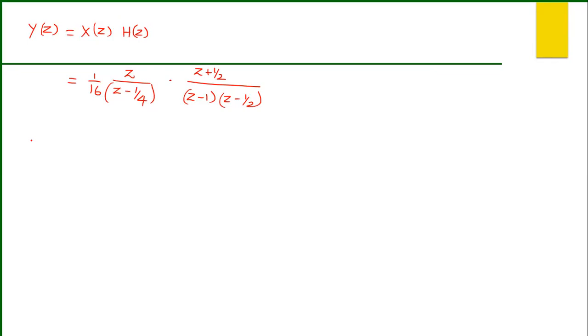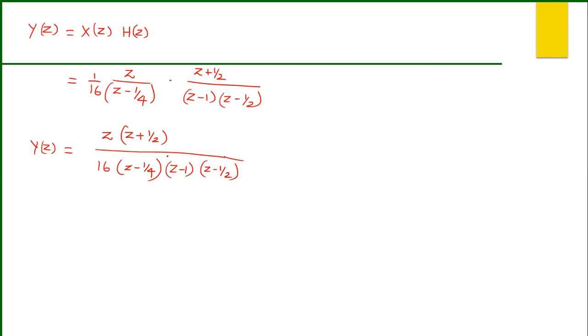So before going further, let me write here. I will write in one term, this is Y of z. What is Y of z? z into z plus 1 by 2 whole divided by 16 times z minus 1 by 4 into z minus 1 into z minus 1 by 2.